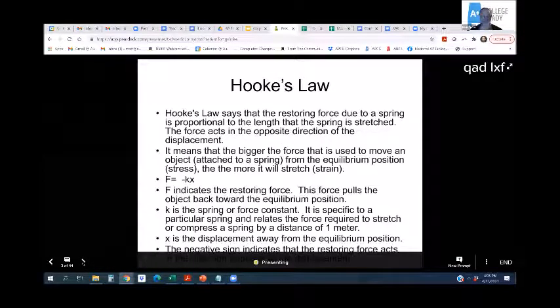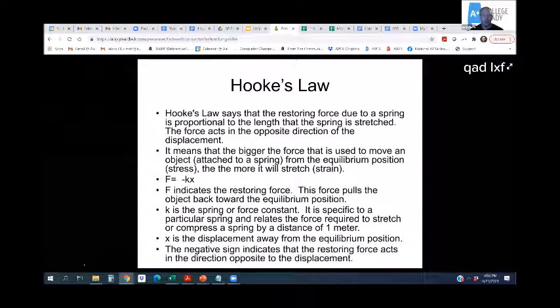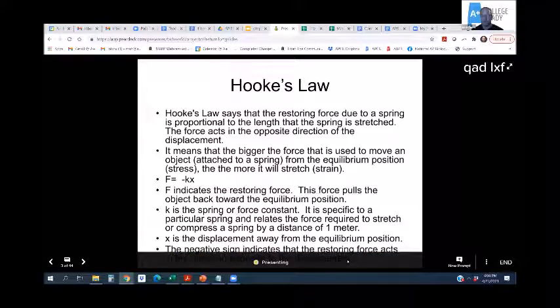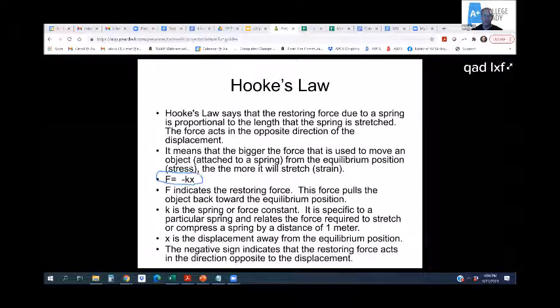An important idea related to simple harmonic motion is Hooke's law. Hooke's law says that the restoring force due to a spring is proportional to the length the spring is stretched or compressed. The force always acts in the opposite direction of the displacement. The formula for Hooke's law is F equals negative kx, where F is the restoring force, the force that always pushes or pulls the object back toward equilibrium.